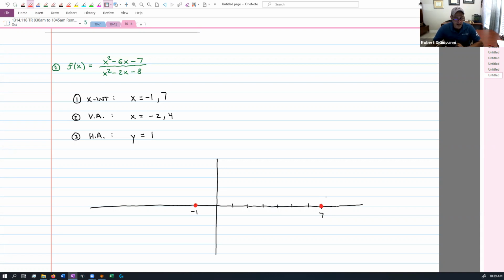The verticals I have are at 4 and at -2. So 1, 2, 3 here at 4 and at -2. And those are my vertical barriers. So they look like this. Right?